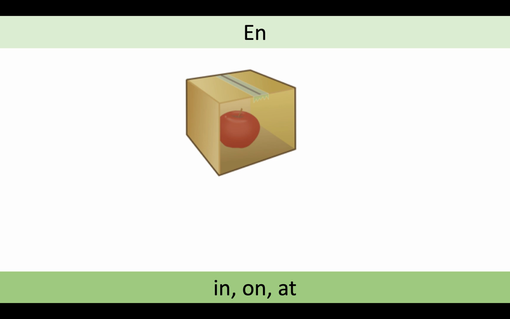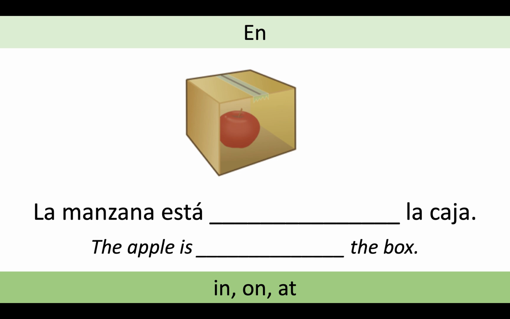En. En is one of those words that's very commonly used in Spanish, and it translates to mean in, on, or at. An example could be, La manzana está en la caja, or the apple is in the box. You might think of using the phrase, the apple is inside of the box, or la manzana está dentro de la caja, but we're going to try and keep it simple and just limit it to 10 different prepositional phrases.